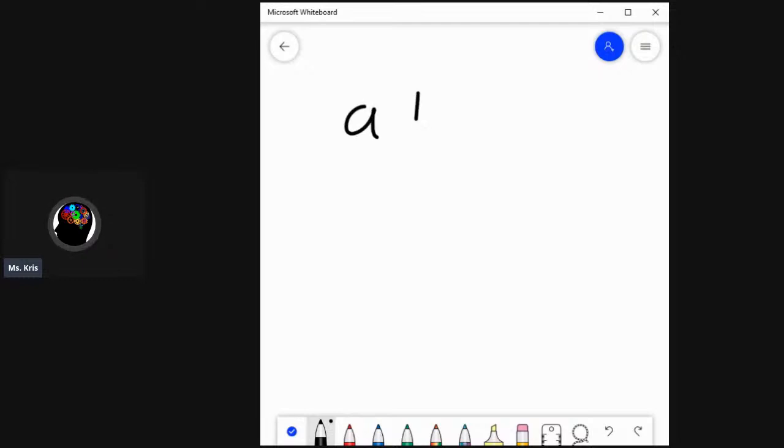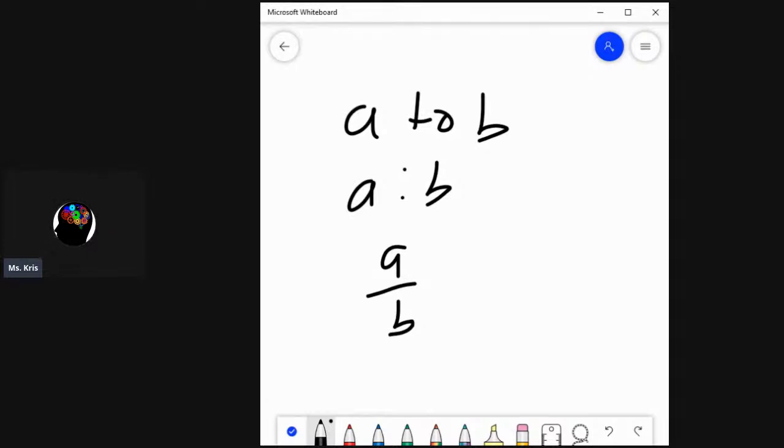You have A to B, A with a colon B, or you will have A over B. Now keep in mind, when you have A over B, B cannot be 0. A to B, A colon B, A over B. B cannot be 0. 0 in the denominator means it is undefined. You cannot find it. It is imaginary. And of course, we'll get into imaginaries at a later time.